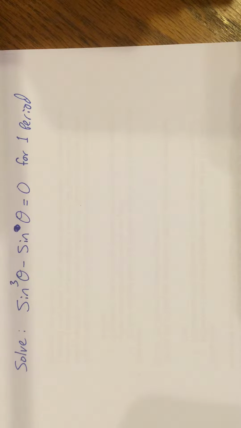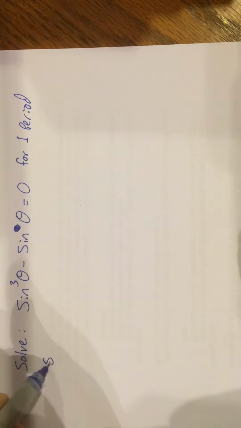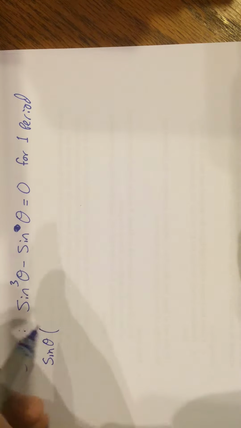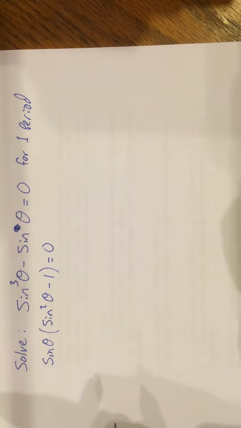Okay, so say I want to solve this one, sine cubed theta minus sine theta, ignore the splotch, equals 0 for one period. So this is not a quadratic, it's a cubic, but I can still factor it. So I'm going to go ahead and factor it, and I can factor a sine out. So sine theta times sine squared theta minus 1 equals 0. So factoring again, just like you would factor an x out.